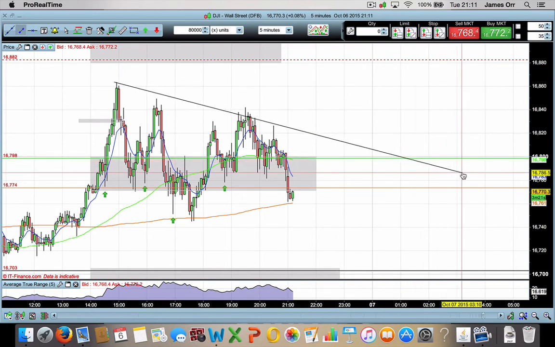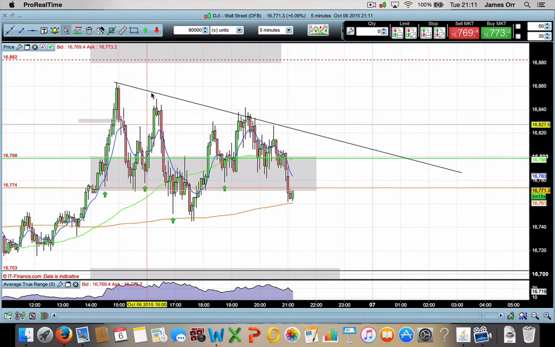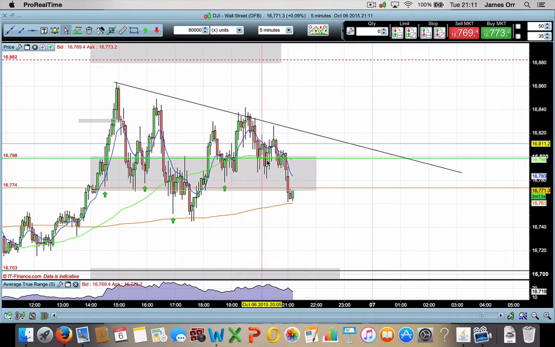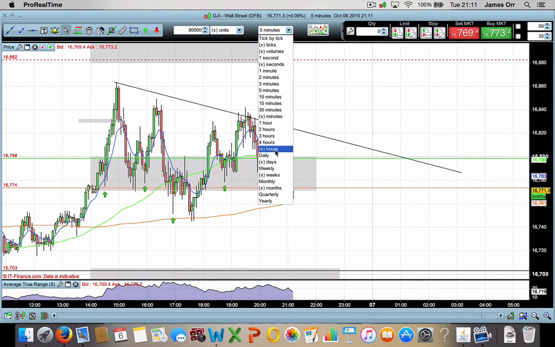You can see here, it's making lower highs. The market hasn't really gone anywhere. So although I was looking for buy signals here, overall for the market, currently this is relatively negative. Unless the market can break through here significantly and stay above here, it's fairly negative in the short term at least.